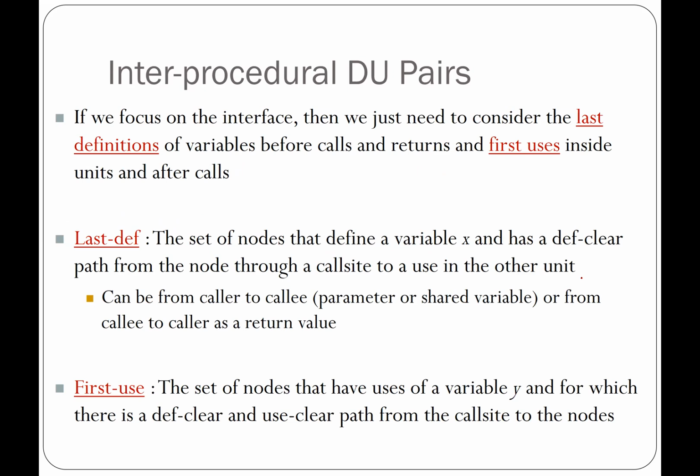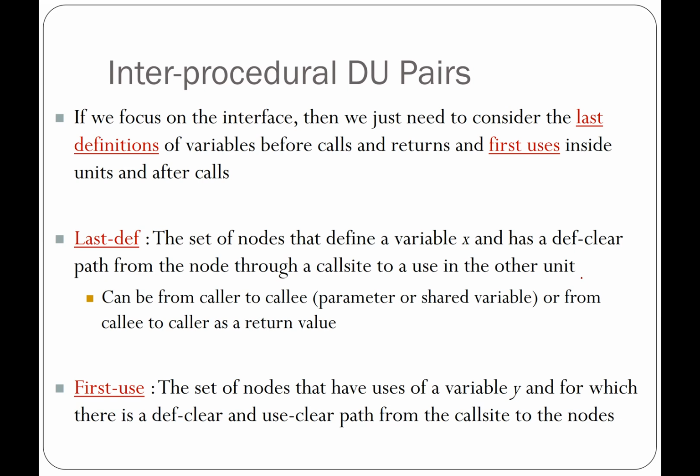The first of which is the meaning of something called a last def. A last def is a definition of a particular variable where it stays def-clear until it goes out to the callee unit. Because basically, if it gets redefined again, then what's the point of focusing on that initial definition?